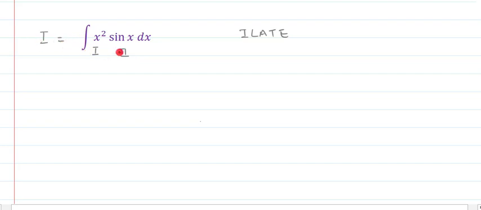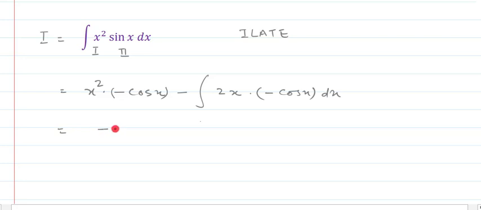I. Okay, so this question will be completed in two steps, because in first step this x square will reduce to x, and then in next step it will reduce to 1, and ultimately we will be able to calculate the whole integration. So let us proceed. I is equal to first function into integration of second minus integration of differentiation of first, that is 2x, into integration of second, and the whole integration is equal to minus x square cos x. Sign will change to plus.